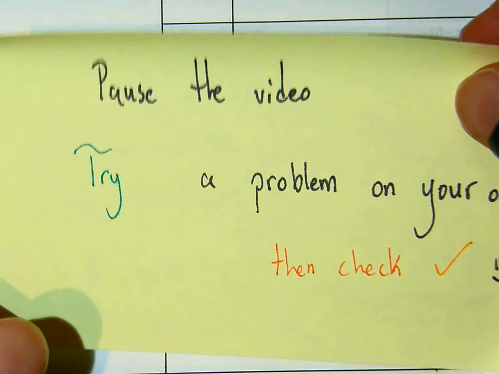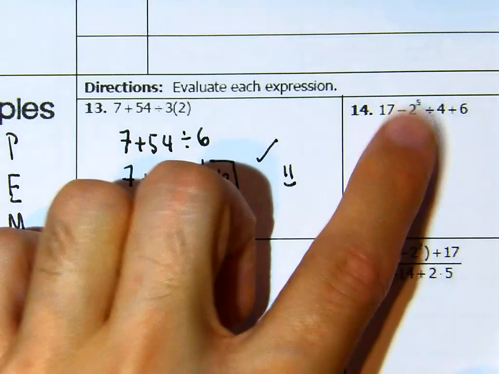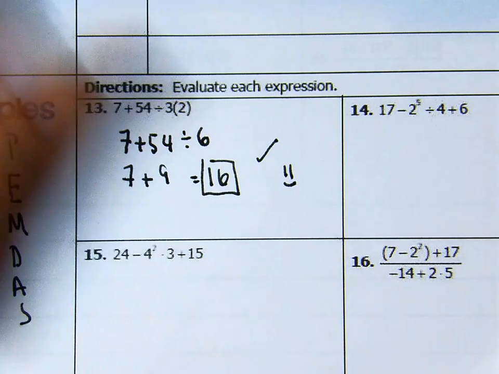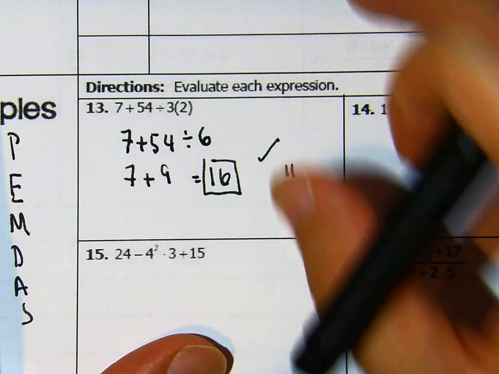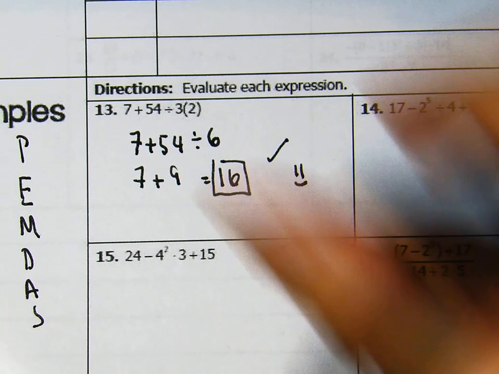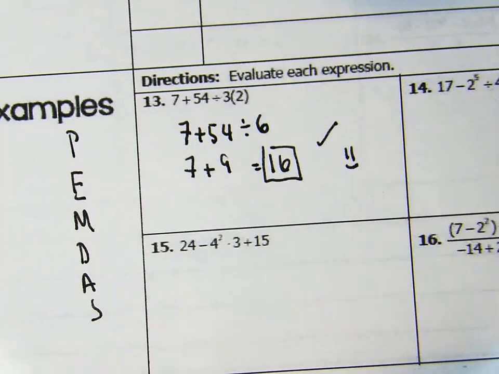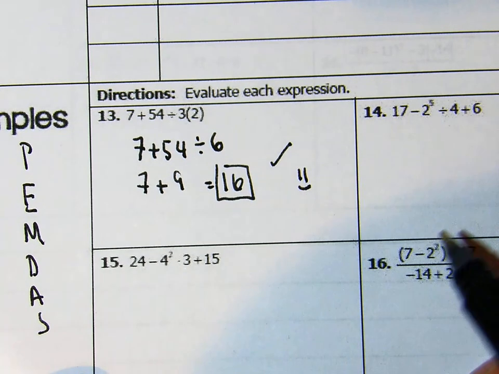pause the video. Try a problem on your own. Take a look over here. Try these three questions on your own, and then we'll check it together, right? Don't just wait for me to do everything, okay? If you just wait for me to do everything, you're never going to get better. It's never gonna work like that. You gotta follow the steps.